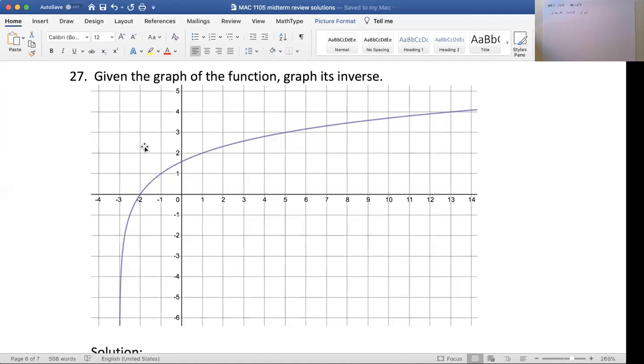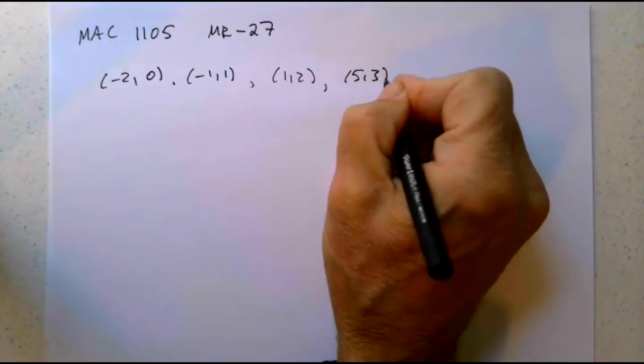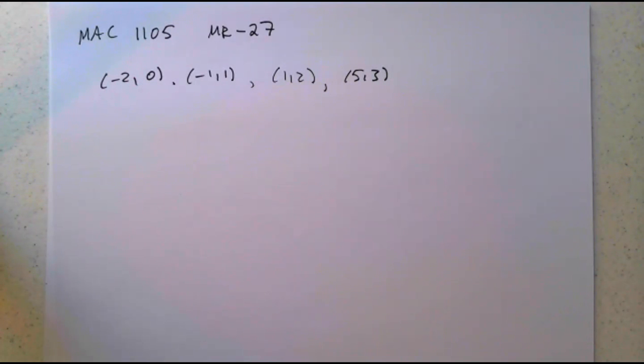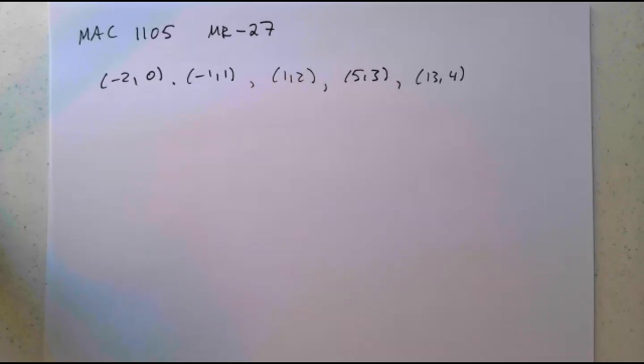And we look to see if we have a few more points that are easy for us to read. How about this one? X is 5, y is 3. And how about this one over here? X is 13, y is 4. So those I can see fairly easily because they are directly on the hash marks. So I have those 5. But I'd like to approximate a couple other points.